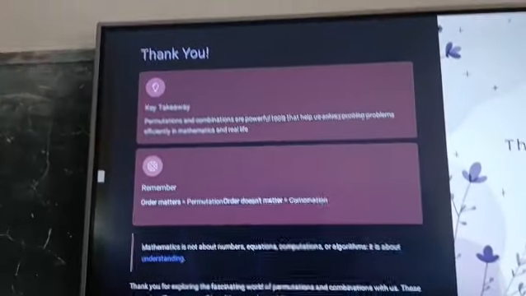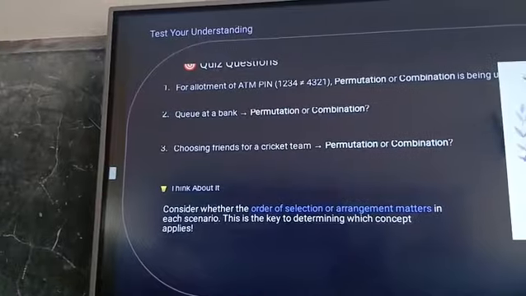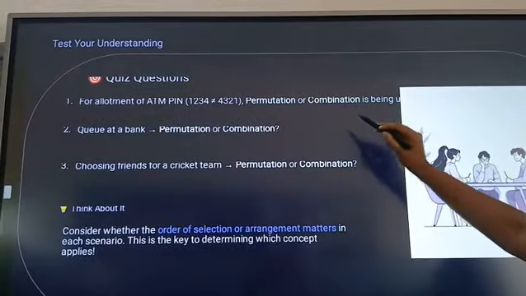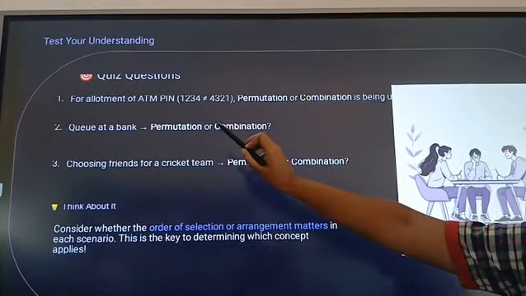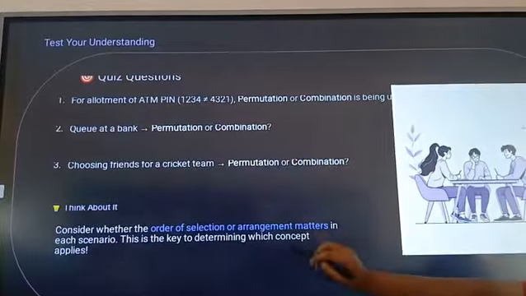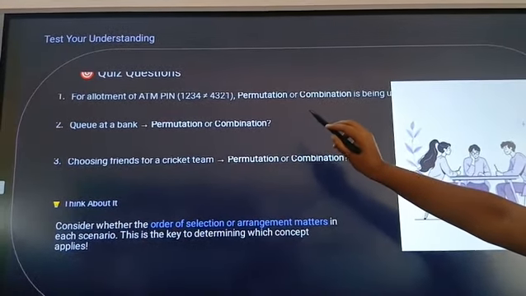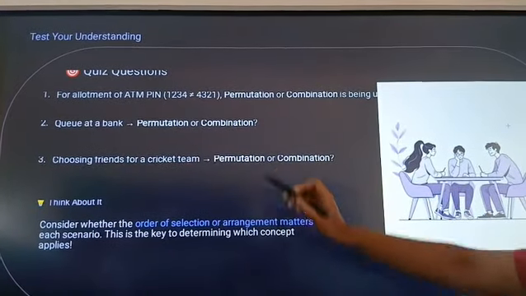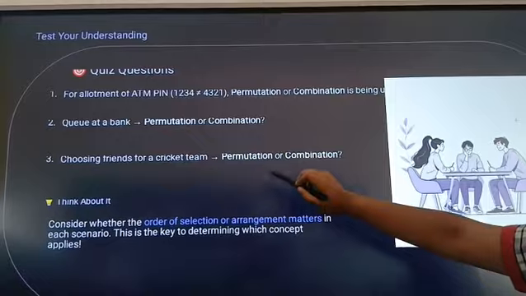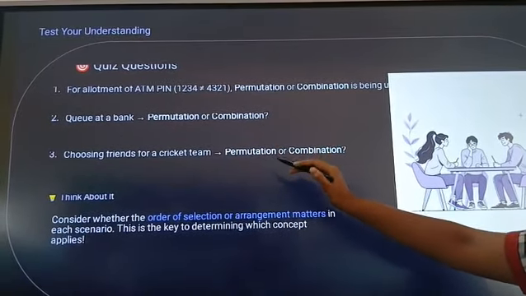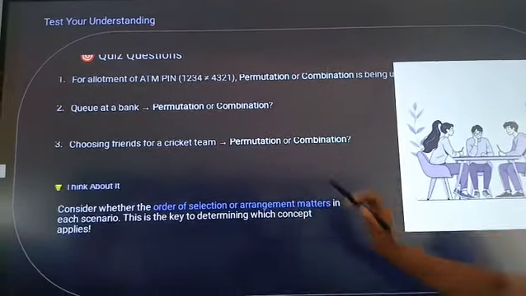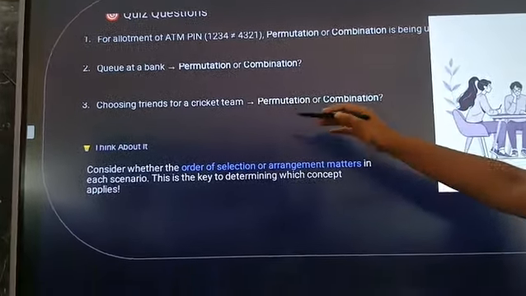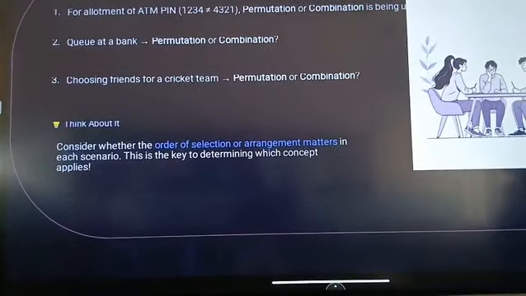And lastly, we'll check how much you have understood. For example, here you have to select which is the correct one. The question is, for allotment of an ATM PIN, 1, 2, 3, 4 is not equal to 4, 3, 2, 1, so it will come under permutation as the order matters. Now, a queue at a bank: permutation or combination? It would be permutation because order matters. Choosing friends for a cricket team: permutation or combination? It would be combination because the selection may vary from person to person. Here order does not matter.